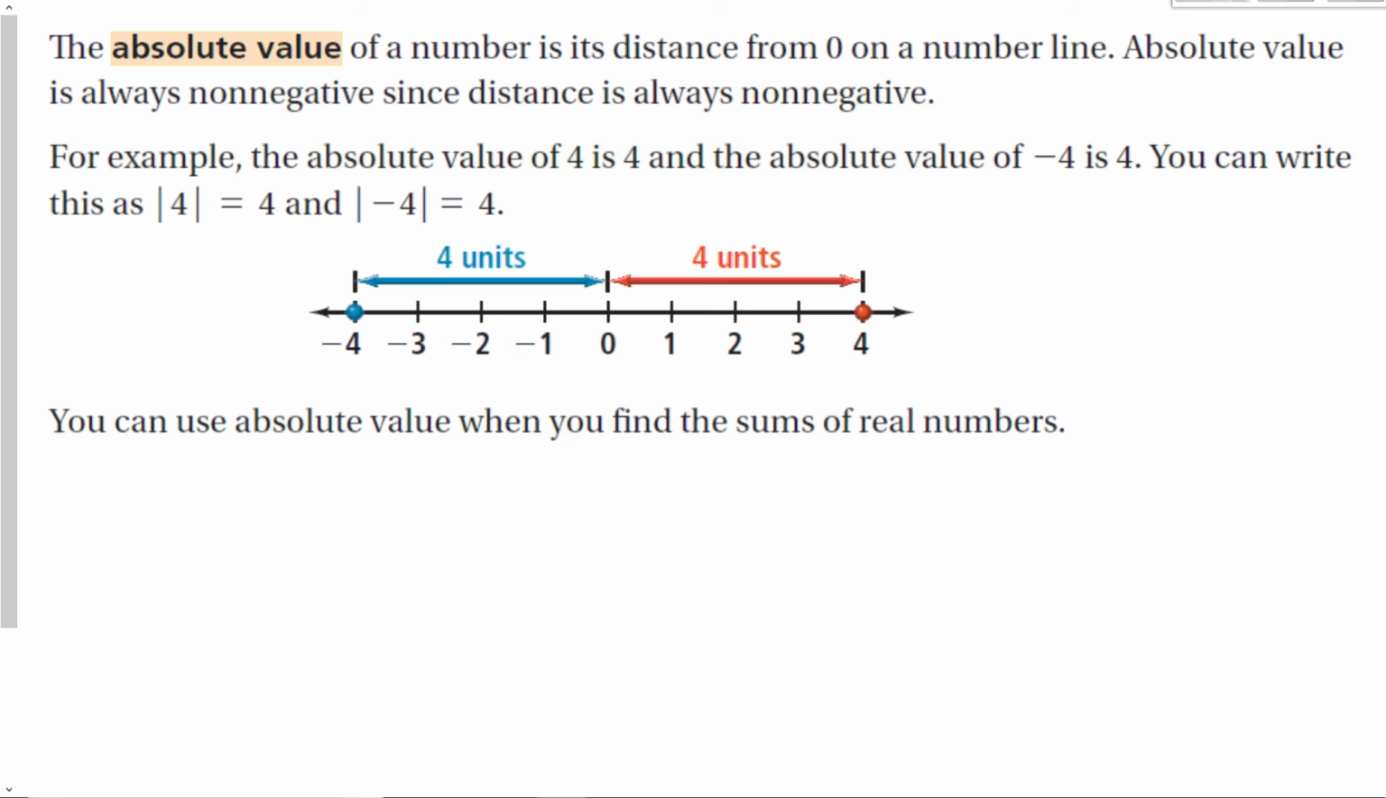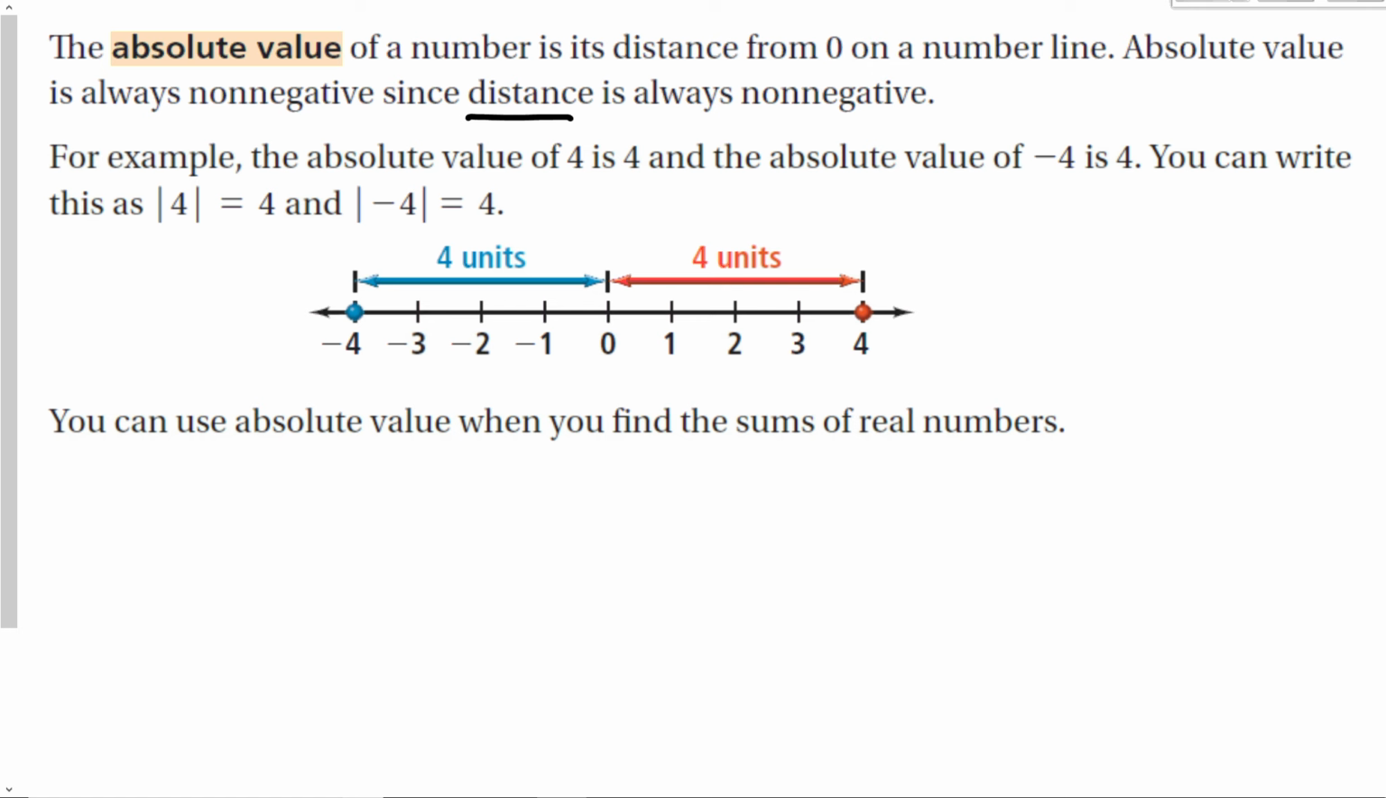Now let's try it with absolute value. The absolute value of a number is its distance from 0 on a number line. Absolute value is always non-negative since distance is always non-negative. Okay, it doesn't make any sense if you're measuring distance to say, oh, that house is -1 mile away. That doesn't make any sense. So when we're talking about distance, we're always talking about non-negative. We're always going to measure from the point we are to the point where we're going.